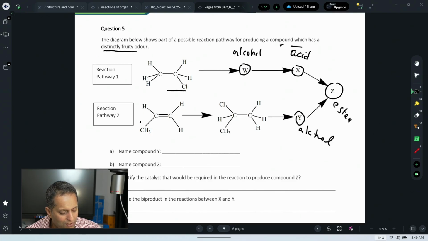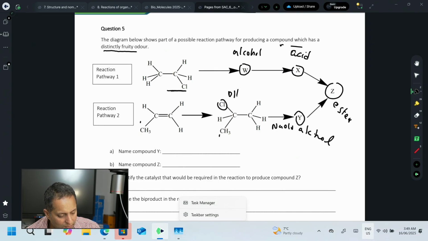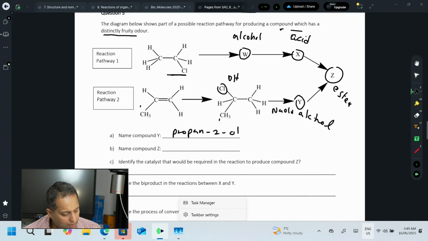So what's the alcohol? You add sodium hydroxide here. You are going to get propan-2-ol. Look, this is the carbon, and the chlorine is going to be substituted by the OH. So compound Y becomes propan-2-ol. Is that clear to you? All right, propan-2-ol. You got that, right?